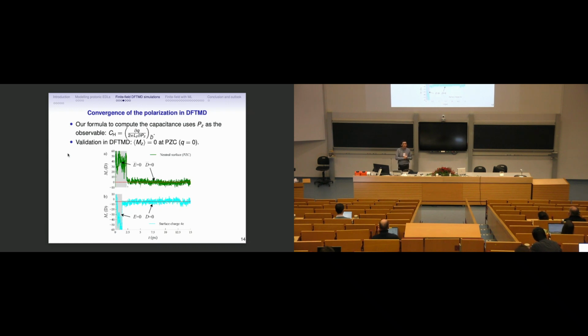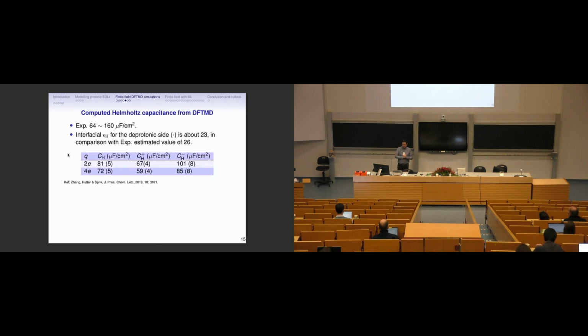Then what you can do is switch on your proton charge and look at how the polarization evolves over time. Then from there, you can plug into the formula which I showed and get your capacitance. So we did that for the TiO2 system, and the number we get is between 80 to 100 microfarad per centimeter squared, which agrees quite well with the experimental value.